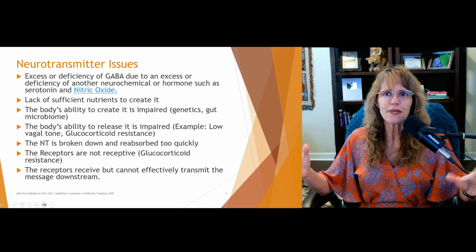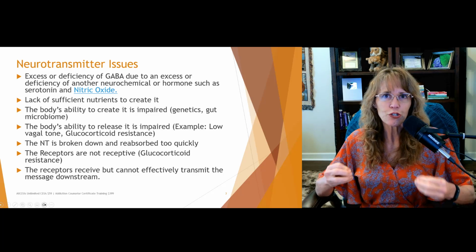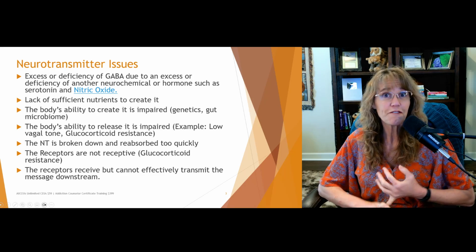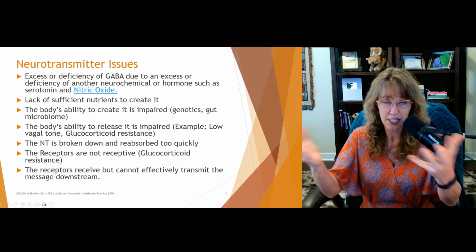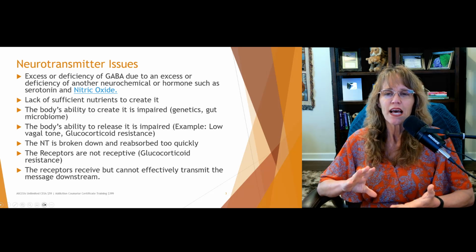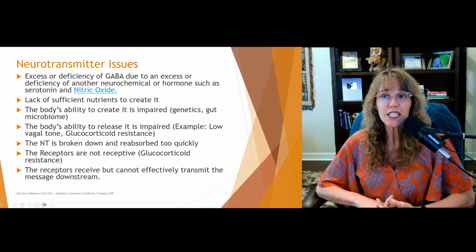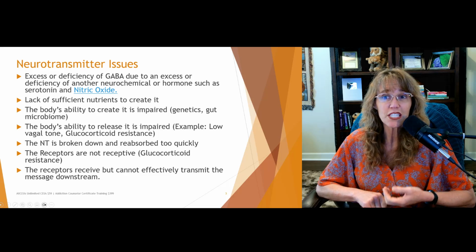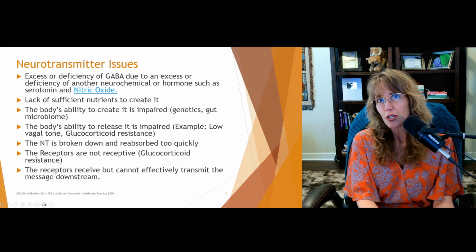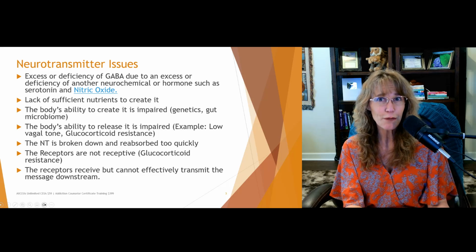Let's talk about neurotransmitters in general. When you have a neurotransmitter imbalance, it can be due to excess or deficiency of that neurotransmitter. Since we're talking about GABA and glutamate, we'll use GABA to highlight this. An excess or deficiency of GABA can be due to an excess or deficiency of another neurochemical or hormone, such as serotonin. If serotonin's low, it's going to impact GABA levels. Likewise, if GABA levels are low, it's going to impact serotonin, norepinephrine, and dopamine.